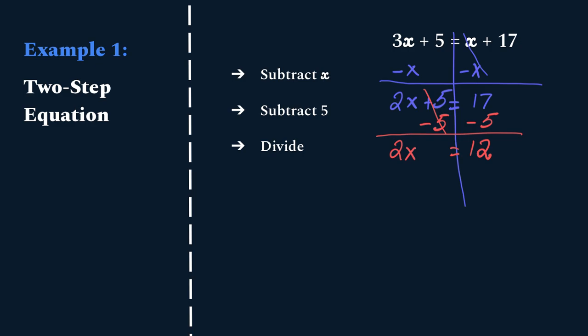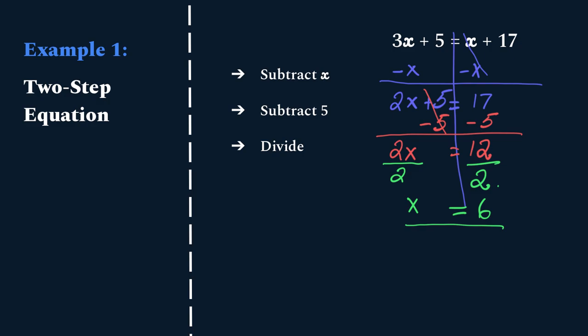Now we have to divide by 2. Again, we're doing the inverse operation. What does this mean? It means 2 is multiplied by a number that will equal 12. So we're going to have to do the inverse of multiplication, which will be division. Okay, let's go ahead and divide. 2 divided by 2 equals 1. 1 times x equals x. 12 divided by 2 equals 6. Here's our final answer: x equals 6.